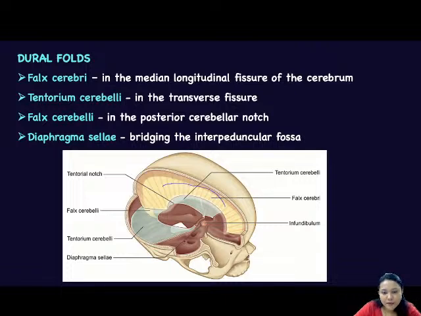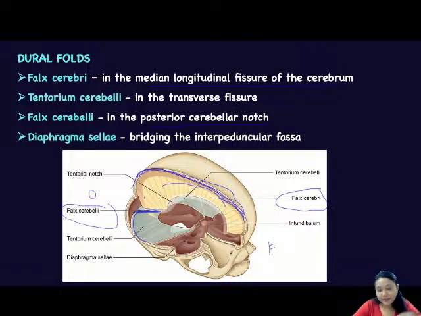Then this is the frontal part and this is the occipital part. You have another fold of dura, that is the falx cerebelli. Now the falx cerebelli is in the posterior cerebellar notch, and the falx cerebri is in the median longitudinal fissure. So this is the median longitudinal fissure, which also corresponds to your superior sagittal sinus, also the sagittal suture. The fold of dura attached here is the falx cerebri, and posteriorly the fold of dura attached is the falx cerebelli.